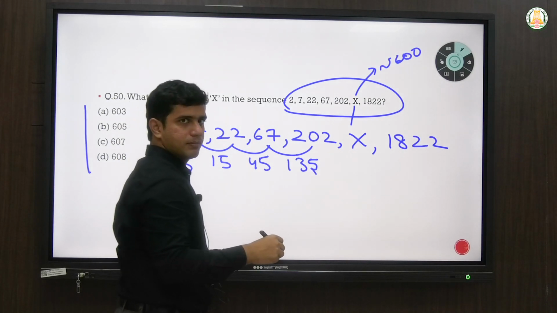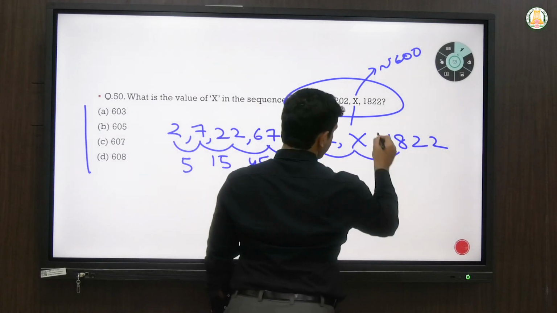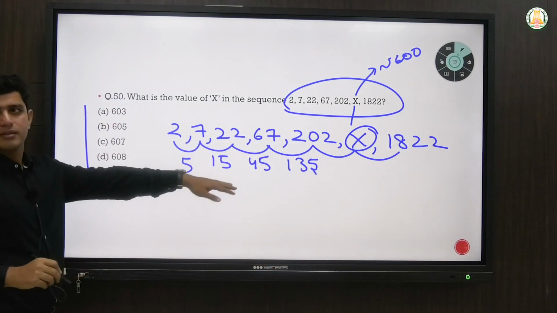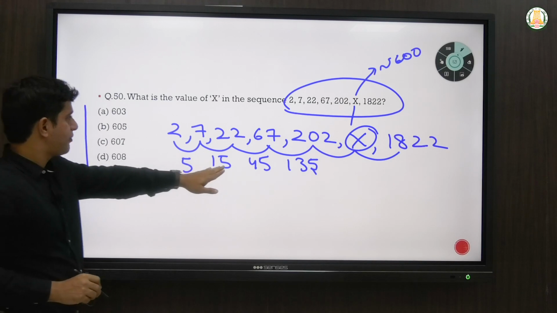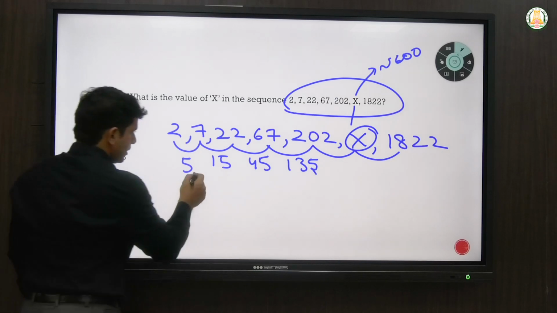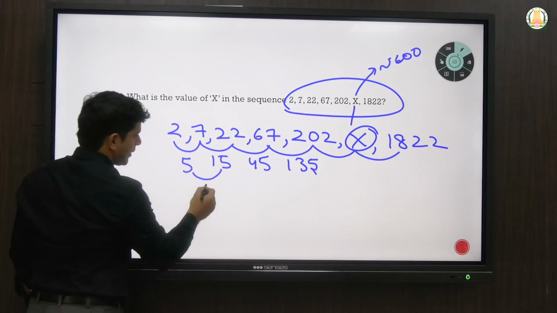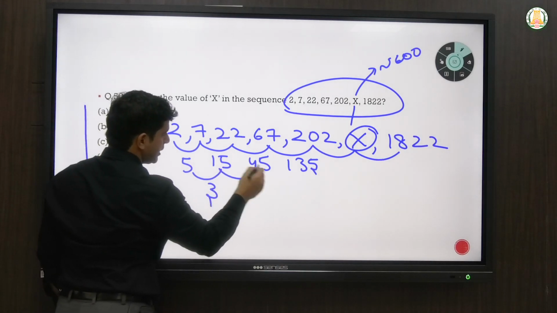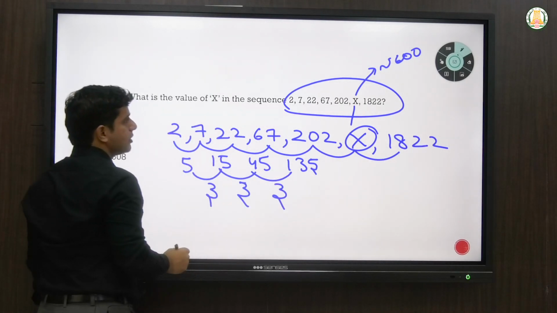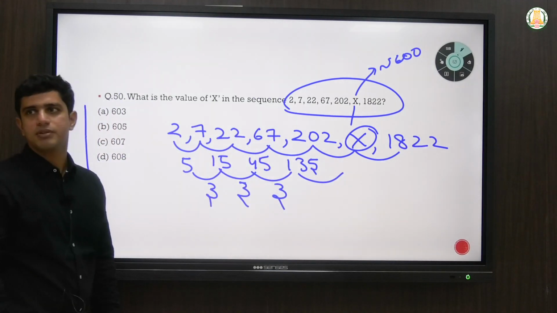135. Correct, right? Here we don't know, and here also we don't know because we don't know where x is. So you see there is a pattern: 5, 15, 45, 135. What is the pattern again? 5 into 3 is 15, 15 into 3 is 45, 45 into 3 is 135. So let's see what is the pattern here. 135 threes will be how much?